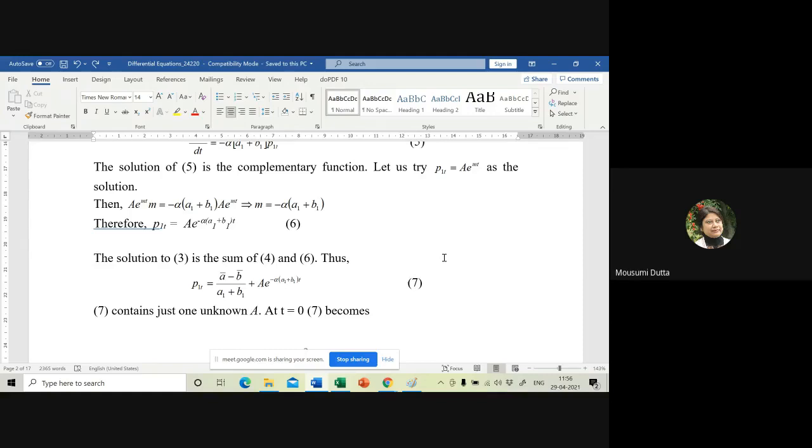Now equation number 7 is perfect apart from the fact that capital A is still unknown. Now to find out the solution of capital A, we set t is equal to 0. So A is solved using the initial condition. Using the initial condition, we can derive the value of A. So please find out the value of A. Set t is equal to 0 and find out the value of A.